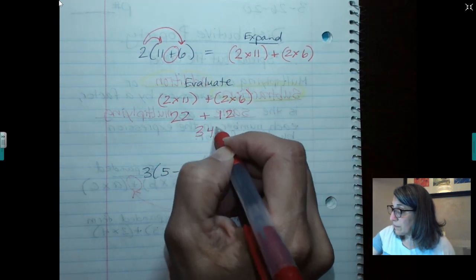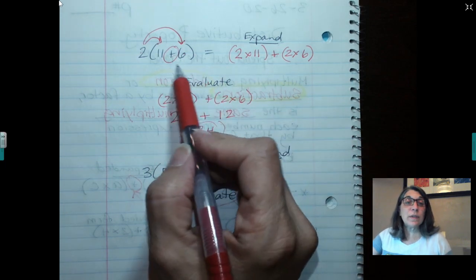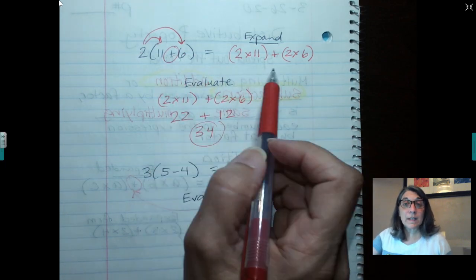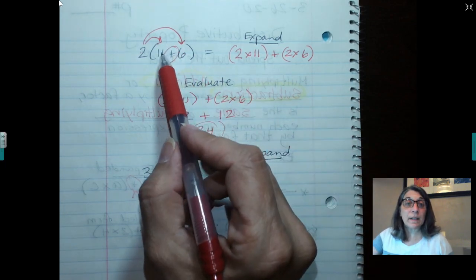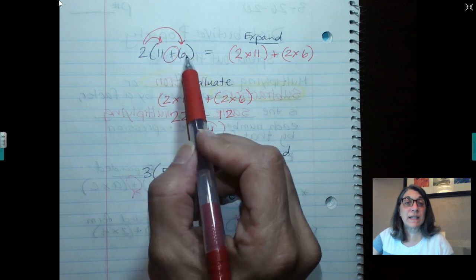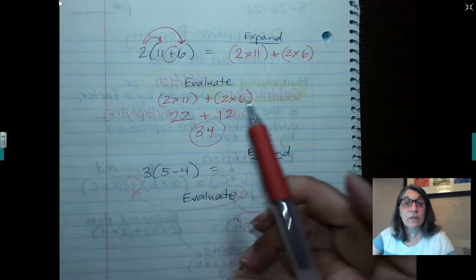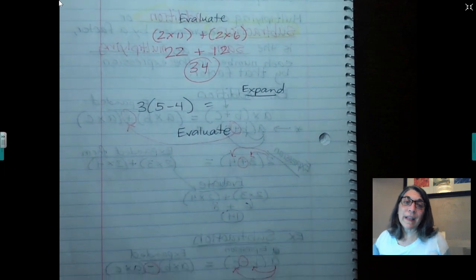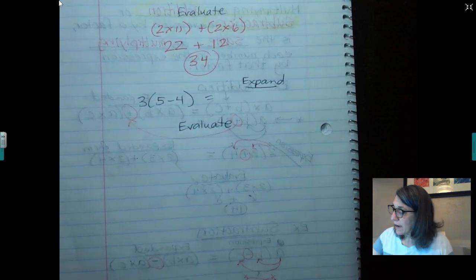Altogether, I get 34. Now, if I were to just do this without expanding it and doing the distributive property, I could check my work and go, okay, 11 plus 6 is 17, times 2 is 34. So I did that one right. So hopefully that helped you figure out if you were on the right track.